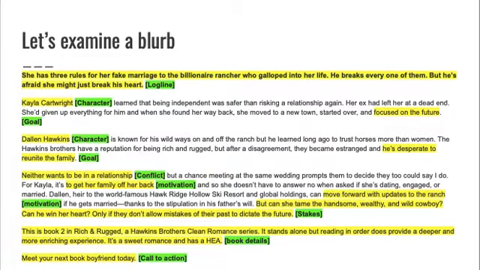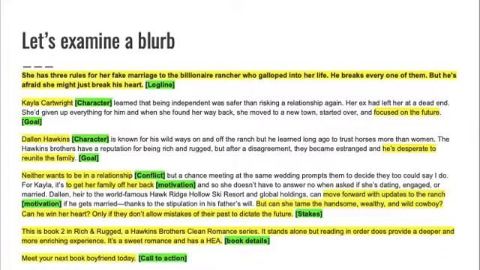Let's examine a blurb. I recommend putting your monitor in full screen mode so you can see all the detail. So, she has 3 rules for her fake marriage to the billionaire rancher who galloped into her life. He breaks every one of them, but he's afraid she might just break his heart. That is the logline.